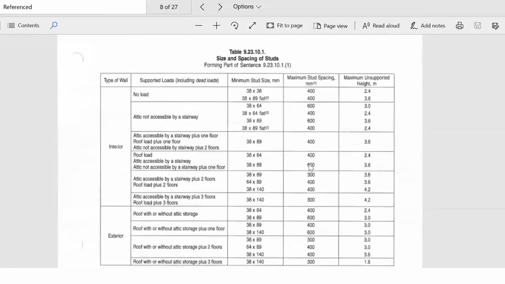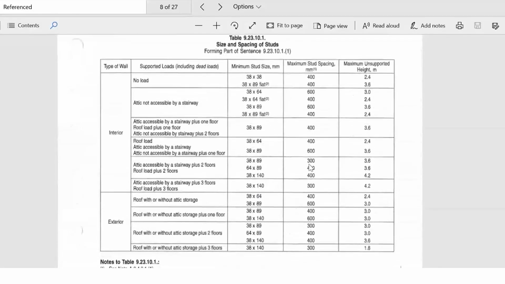So if I have an interior wall, what's the minimum stud size if it's not load bearing? There is no load on it. So minimum stud size is what? No load. This is for walls in wood frame construction. Can you see table 9.23.10-1? If I don't have any load, the minimum stud size is what?